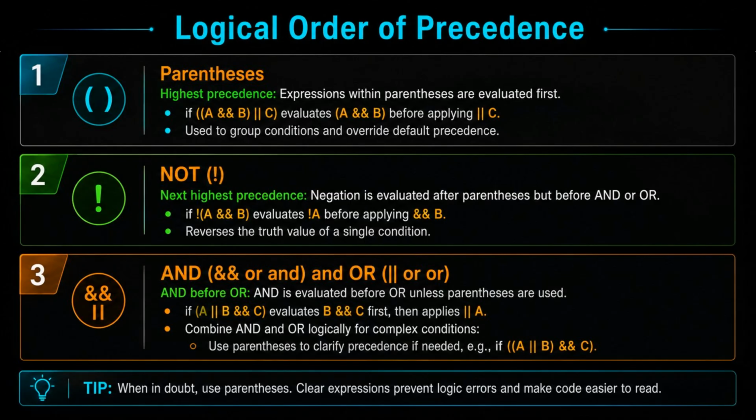When combining multiple operators, precedence determines evaluation order. Parentheses always evaluate first, letting you group conditions and override the default order entirely. Not evaluates next, before and or or get applied. And between and or themselves, and evaluates first, unless parentheses say otherwise. So when in doubt, use parentheses to make your intended order explicit rather than relying on memorized precedence.